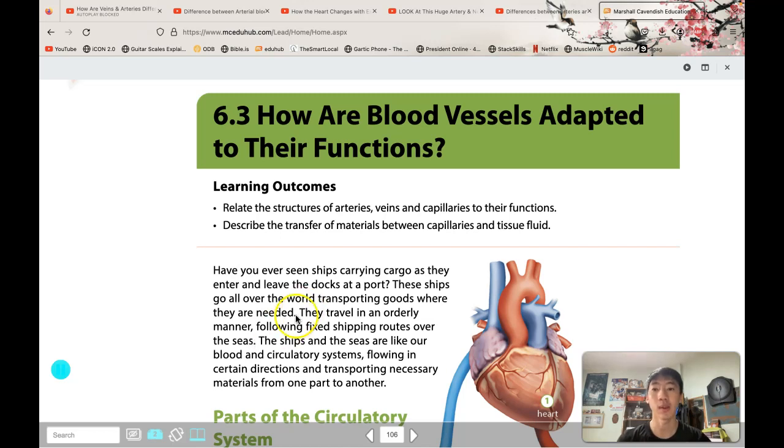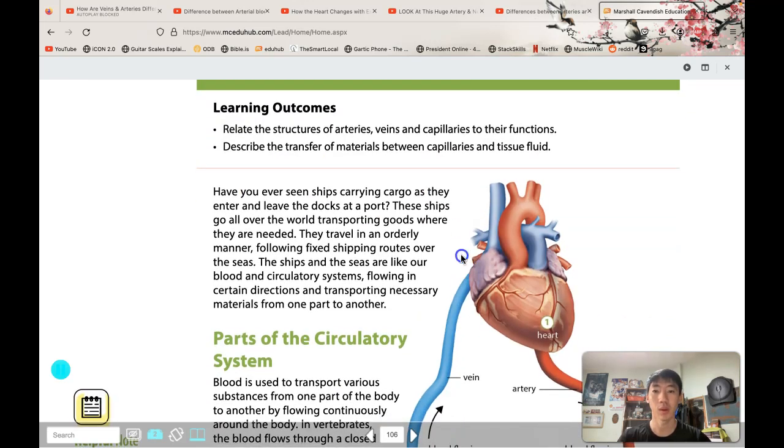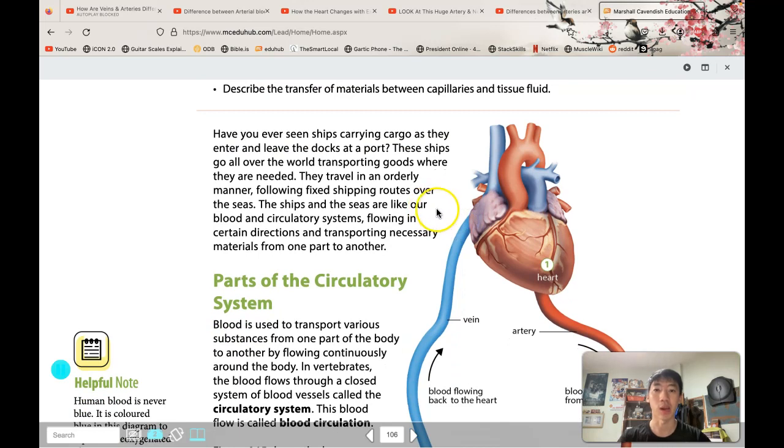Today we are going to talk about 6.3, how are blood vessels adapted to their functions. Two learning outcomes: relate the structure of arteries, veins and capillaries to their function, and describe the transfer of materials between capillaries and tissue fluid. Have you ever seen ships carrying cargo as they enter and leave the docks at the port? That is quite similar to how blood enters and leaves our hearts.